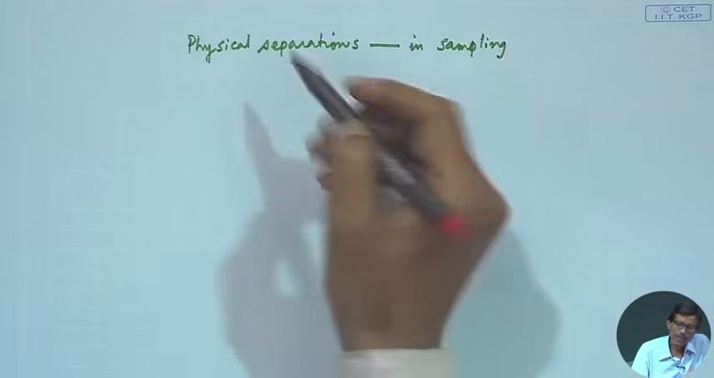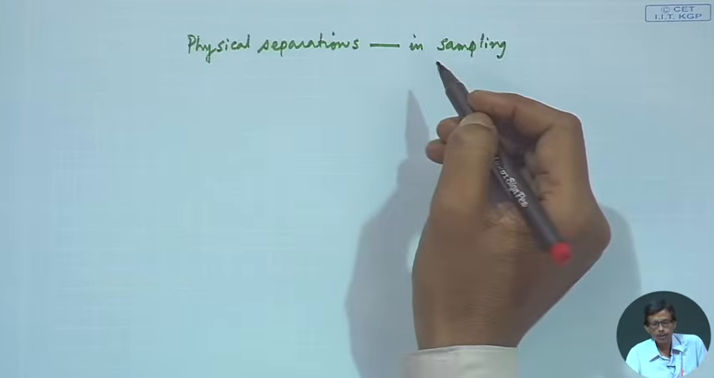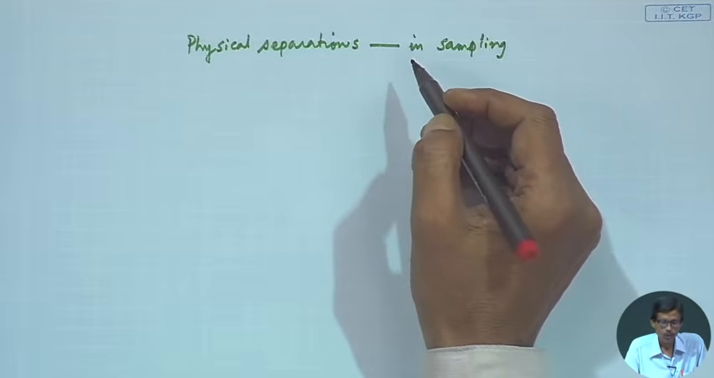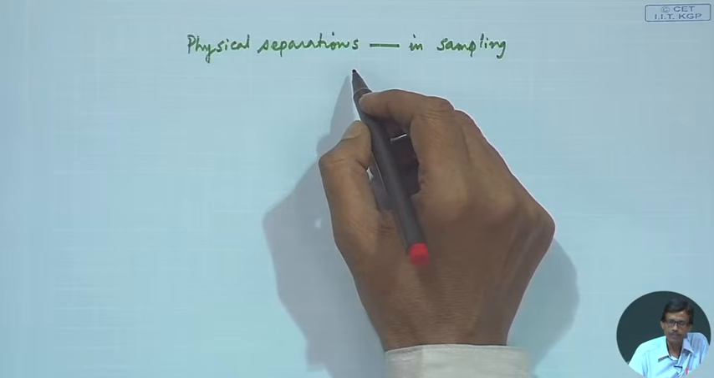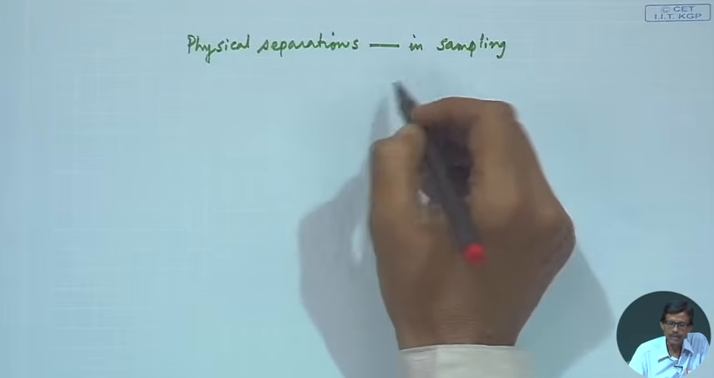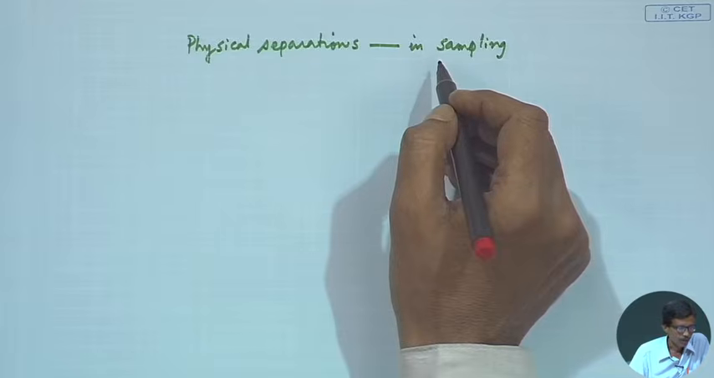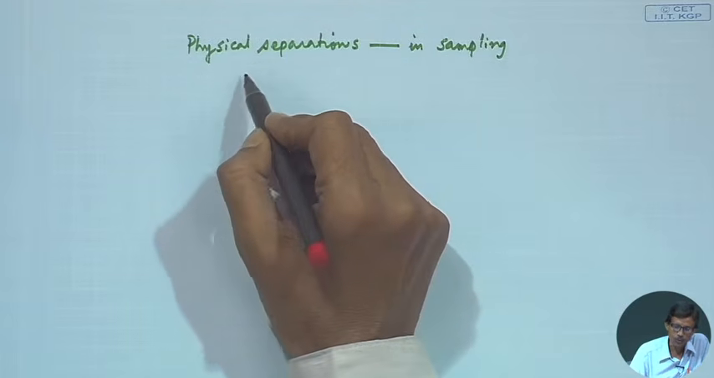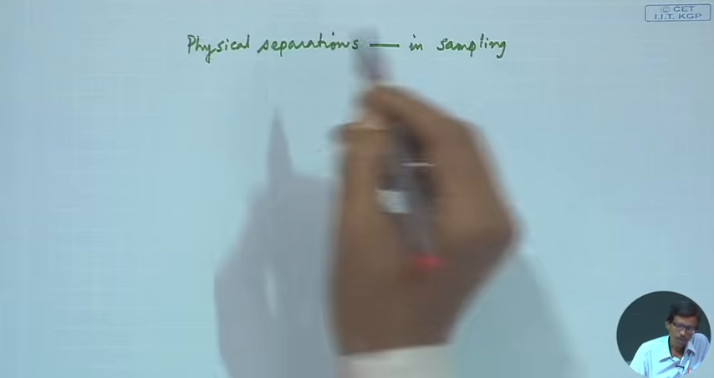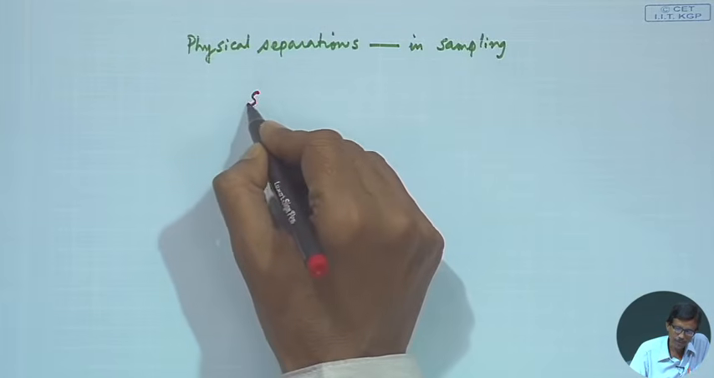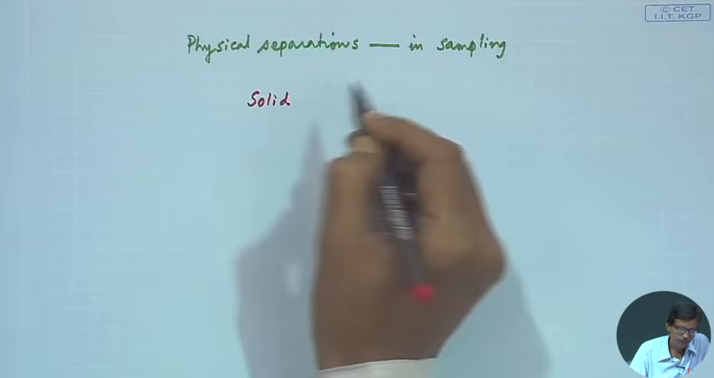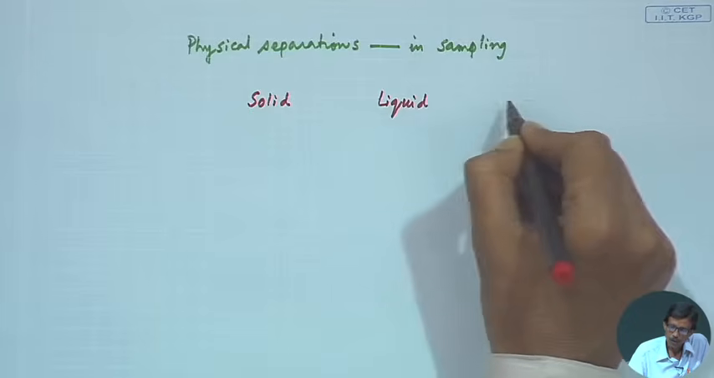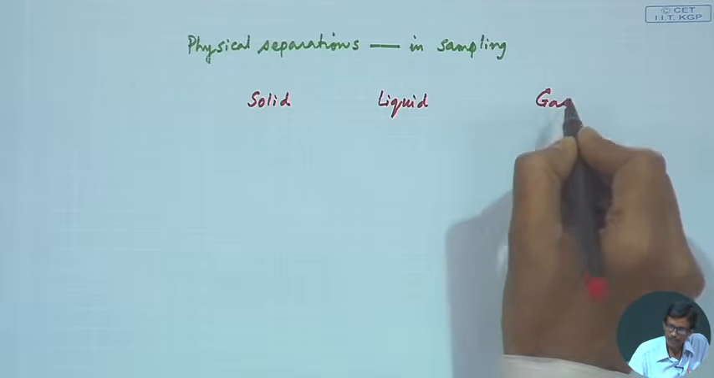So, in sampling, the physical separations, because ultimately what we do is now very much clear to us, is that we can go for some chemical treatment and chemically try to identify the unknown species. But the physical separation can be very much useful if we can have solid, if we can have liquid, or if we can have gas.